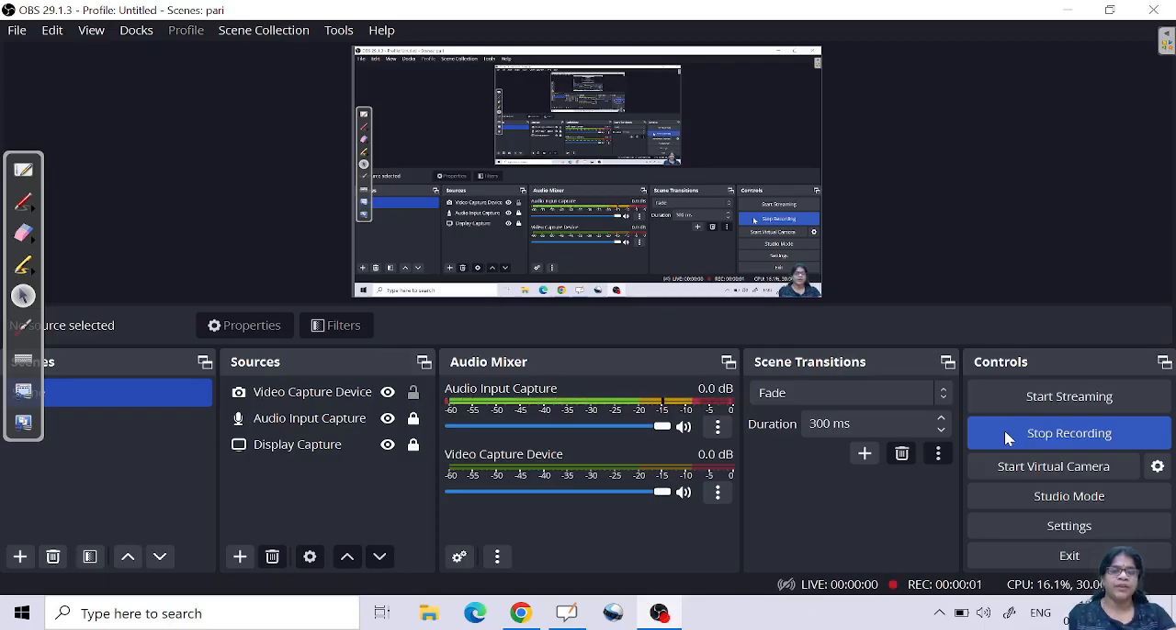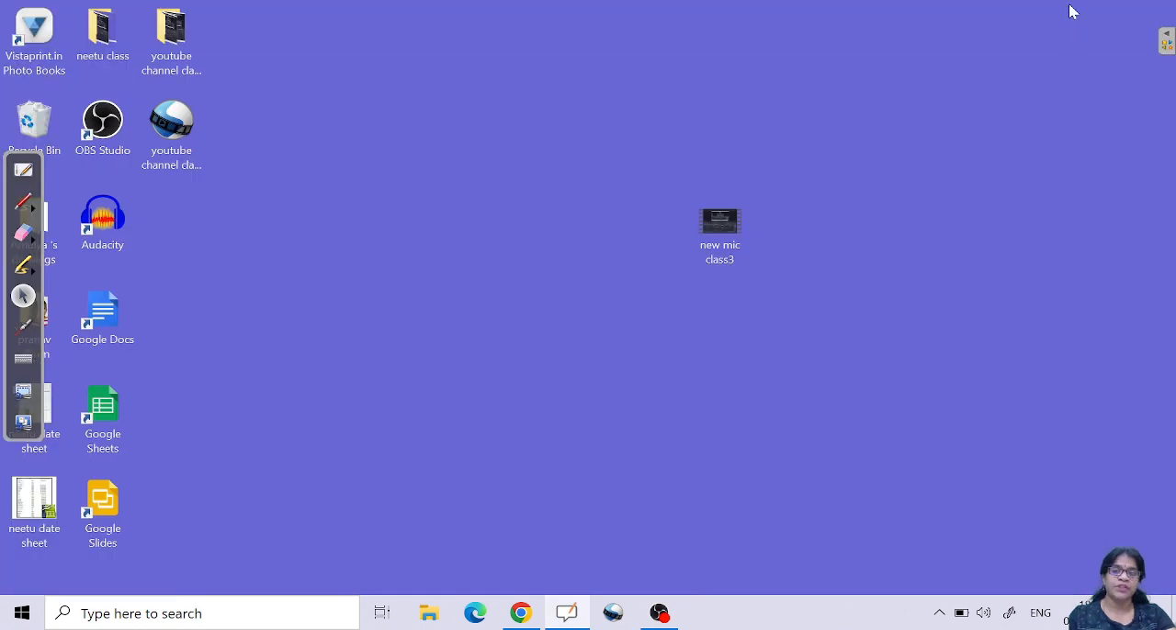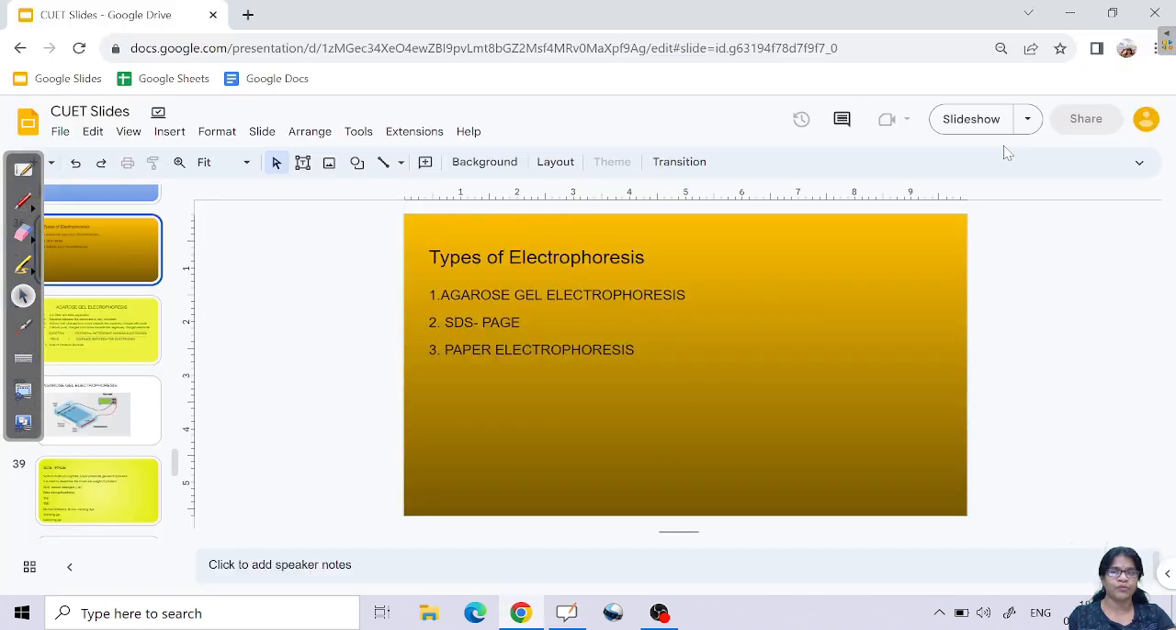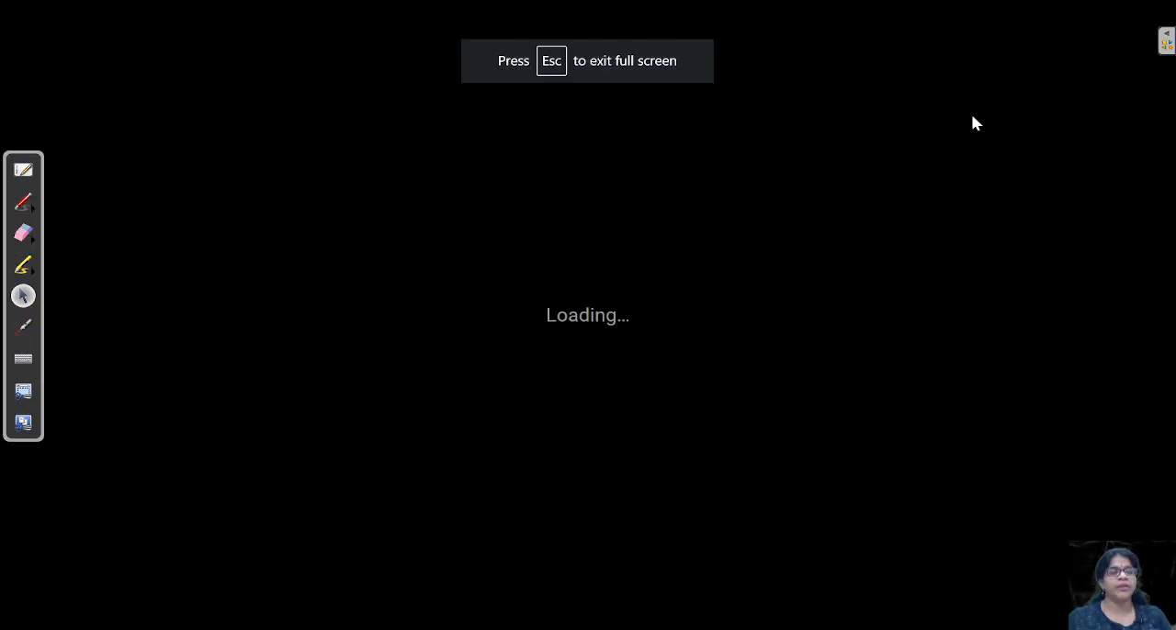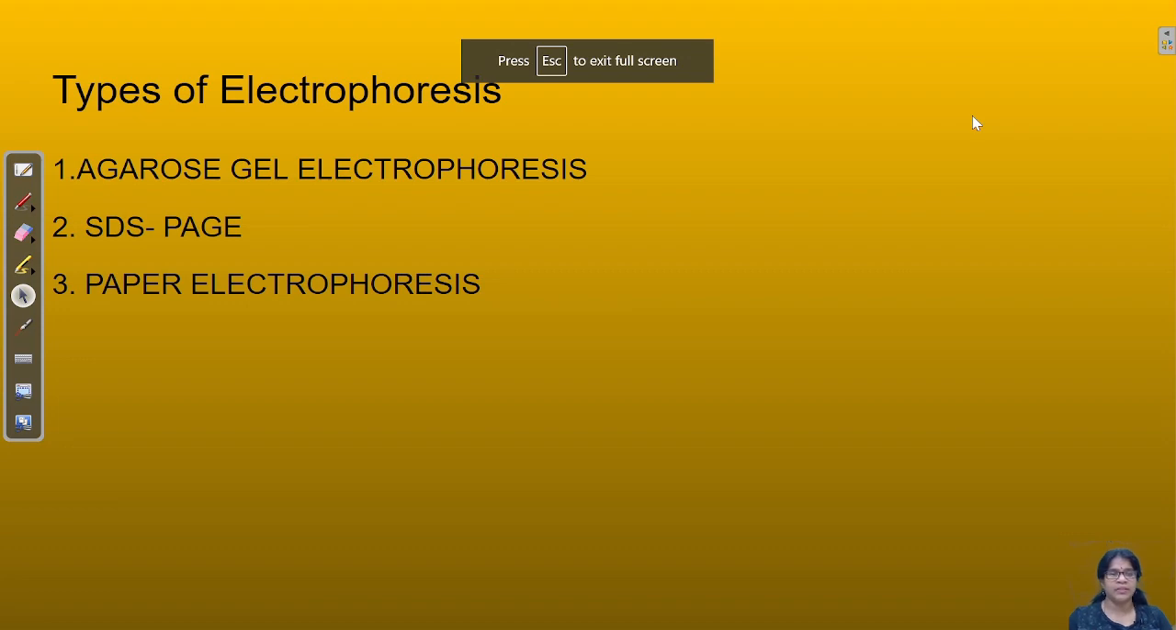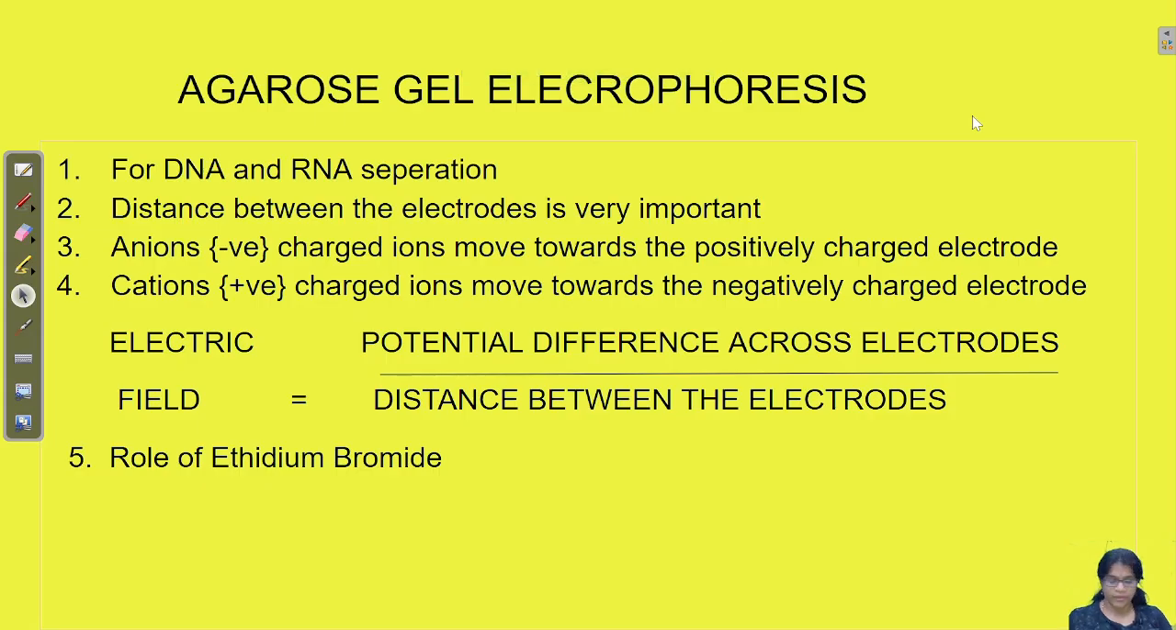Good morning one and all. Now I'm ready with the topic agarose gel electrophoresis. In the previous class we have already discussed the separation of proteins by SDS-PAGE. Okay, now let's start with the separation by agarose gel electrophoresis. You have already dealt with SDS, right? So now let's go with agarose.